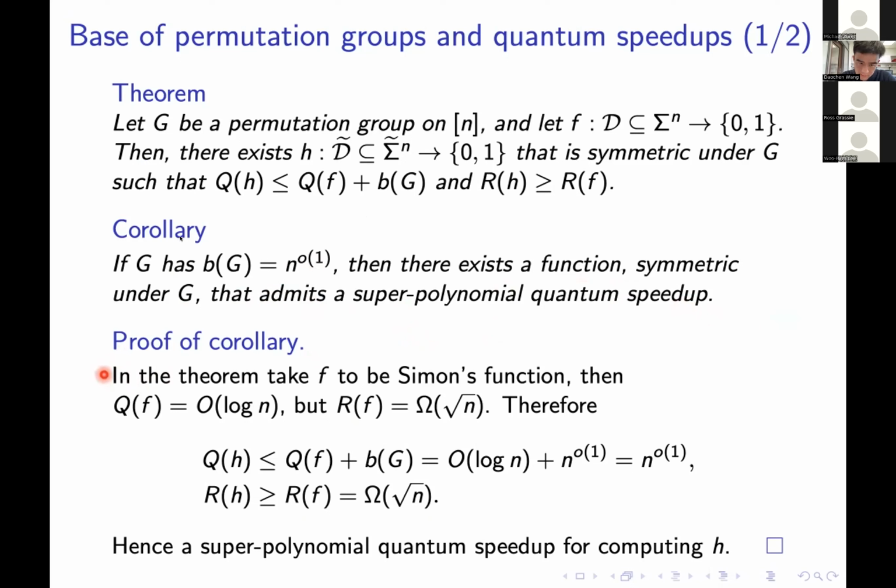The proof of the corollary is really simple. So in the theorem, we just take F to be Simon's function. Then we have seen that Q of F is equal to order of log n, but R of F is omega square root of n. Therefore, this H, which is symmetric under G, has Q of H at most Q of F plus B of G, which is order log n plus n to the little o of 1, which is equal to n to the little o of 1, for computing H. But now the important point is that H is symmetric under G.